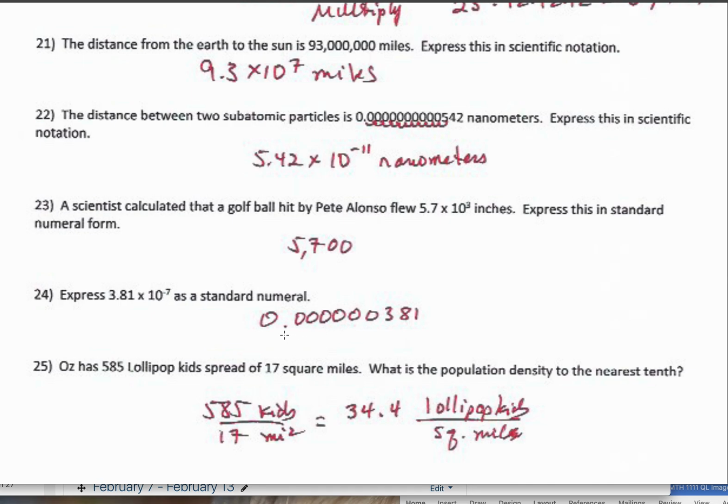Express 3.81 times 10 to the negative 7 as a numeral. So I just write it out and then just check and make sure that I go backwards. Ready? 1, 2, 3, 4, 5, 6, 7 makes 3.81. So I know I did it correctly. Or another way to look at it is decimal has to be after the 3, and that's one of the 7 places, so you have to have 6 zeros in front.